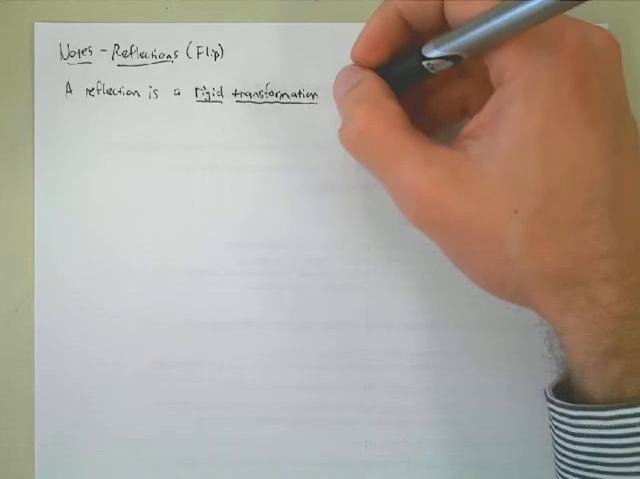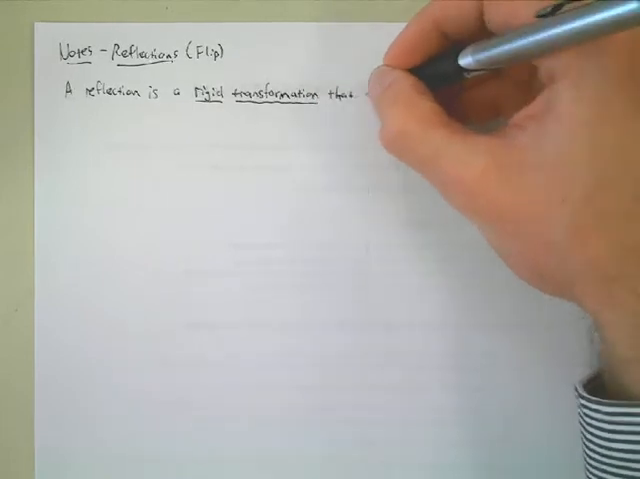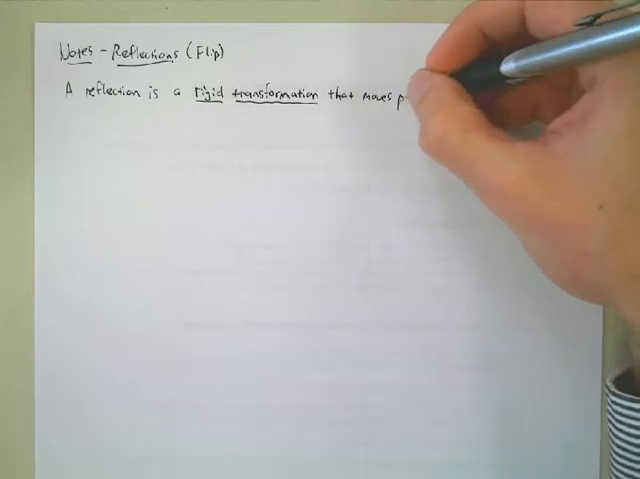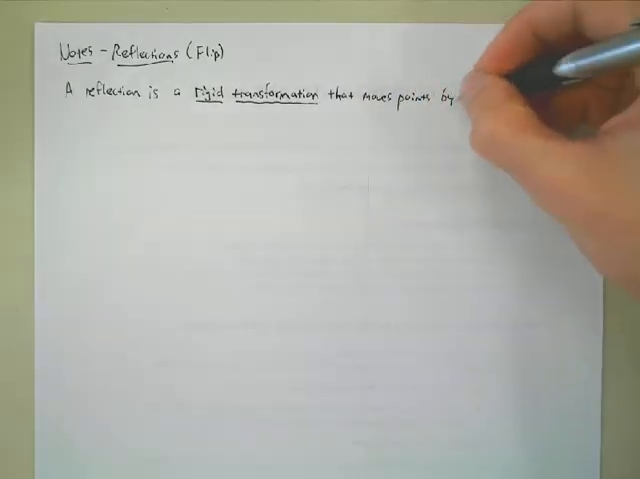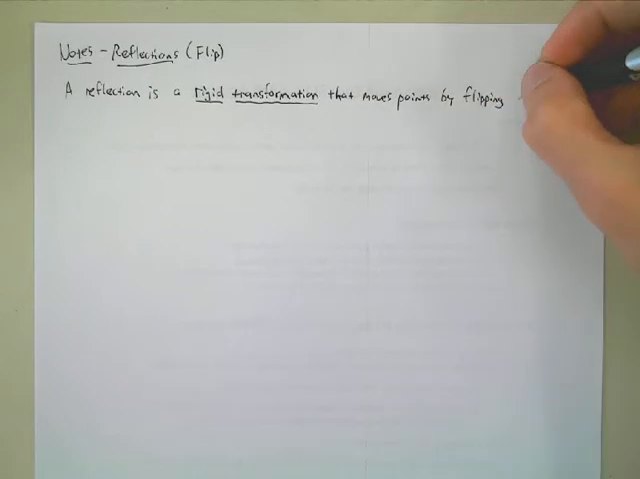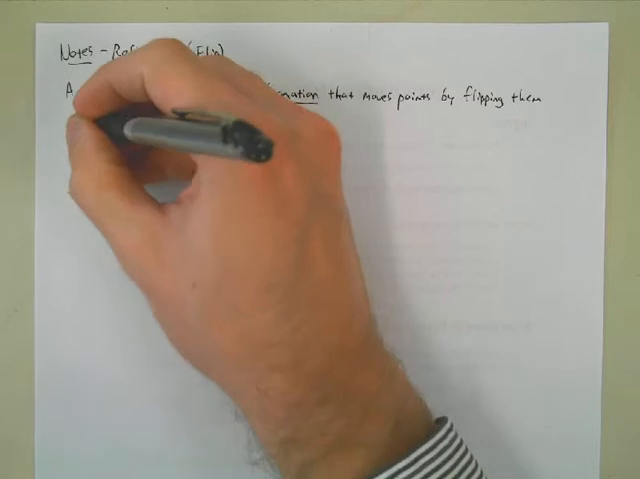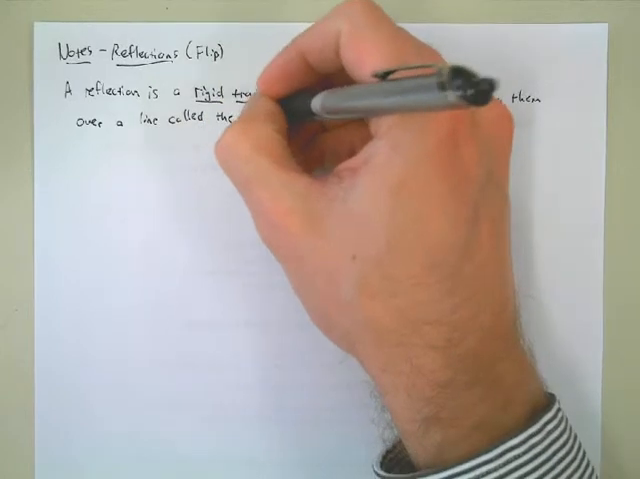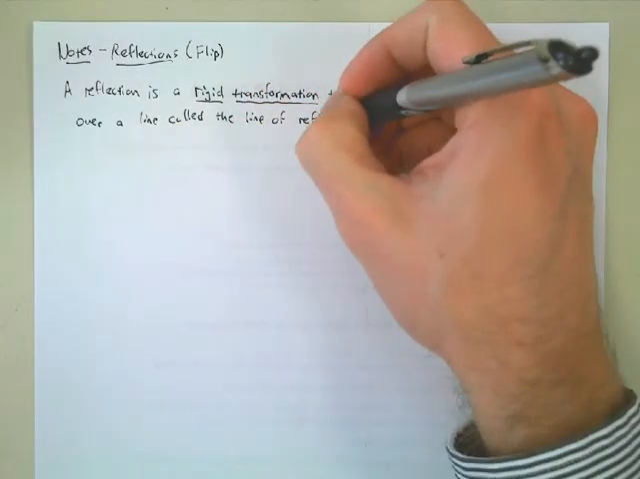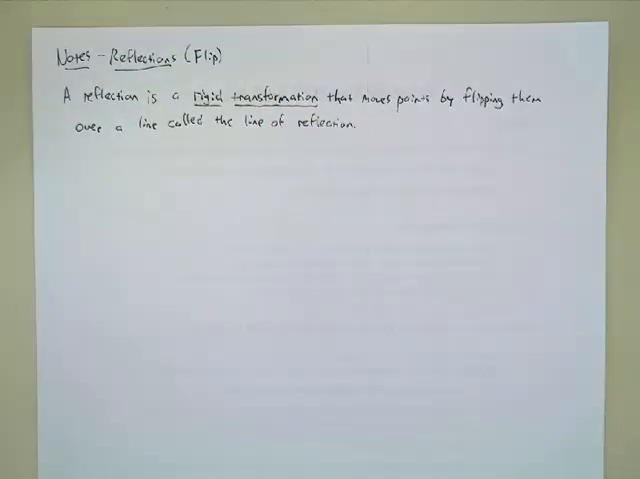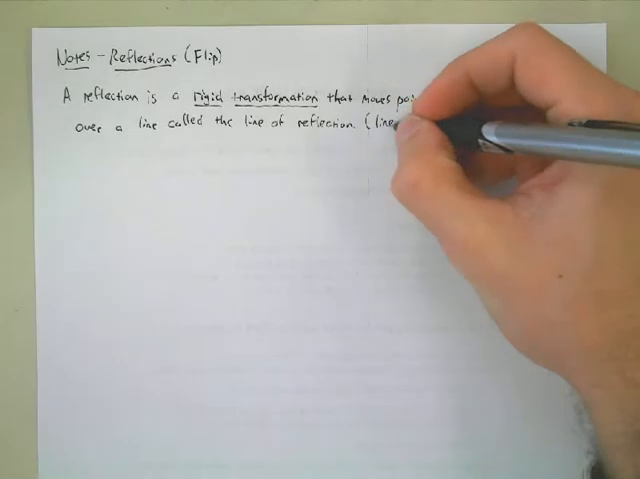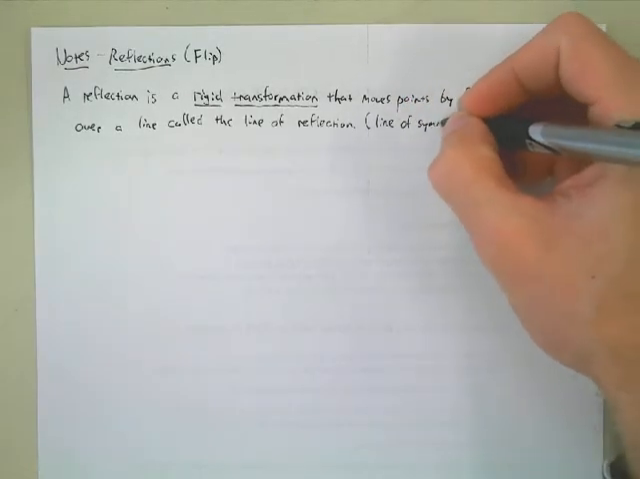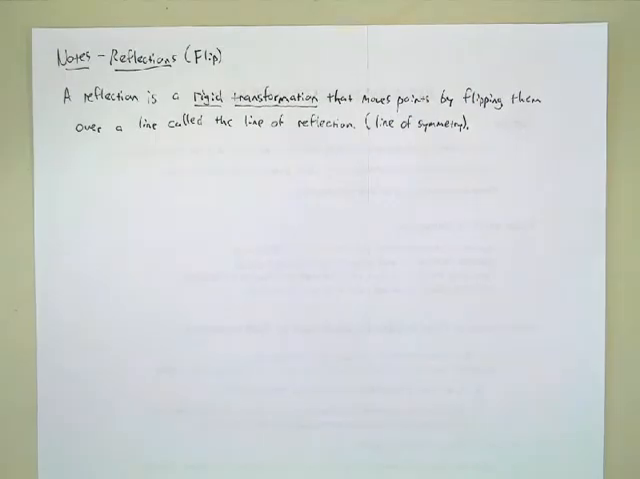So a reflection is a rigid transformation that moves points by flipping them over a line called the line of reflection. A reflection is a rigid transformation that moves points by flipping them over a line called the line of reflection. Sometimes, when we talked about symmetry on Wednesday, you can also think of it as a line of symmetry for the two objects. That's a related idea.